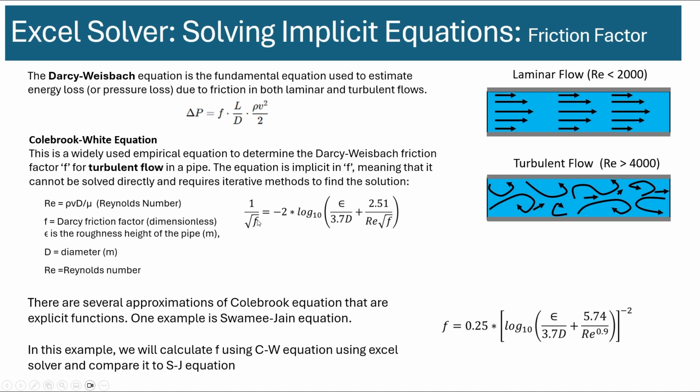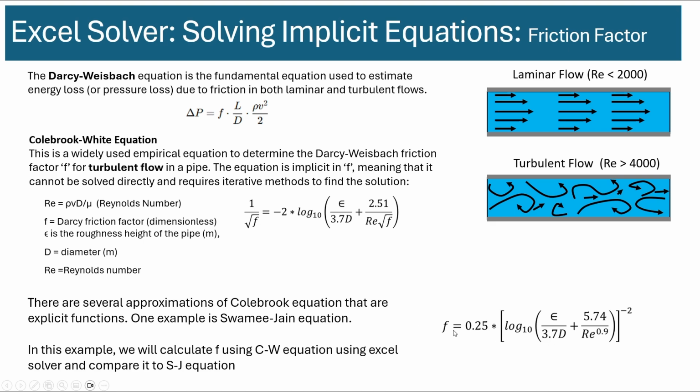If you look at this equation, it's hard to find f. There is 1 over square root of f on one side, and there is square root of f inside a logarithmic term on the other. So this is an implicit function, and it's hard to find the value of f explicitly. You have to iterate to find the value. There are several approximations for the Colebrook equation that are explicit functions. One such example is the Swamee-Jain equation, which I show here.